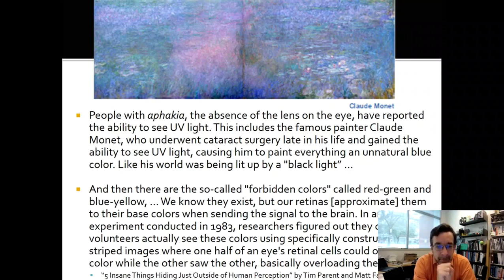There's a little bit at the bottom about forbidden colors, but that gets a little bit more complicated, and that has to do with signaling. You can talk about that if you talk about the nerve signaling in another class, I suppose. Let's just focus on Claude Monet's UV vision for now.